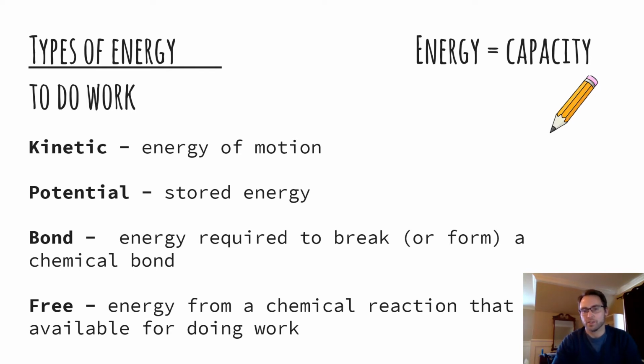Potential is stored energy. So if you were in the physics class, you remember that potential energy is something that we say, if you have a ball on the top of a hill and it hasn't rolled down that hill yet, it has potential energy because that energy is stored just in the fact that it's up so high on that hill. But in biology, we have other forms of potential energy, like bond energy is a form of potential energy. Now that's the energy that's either required to break a bond or form a chemical bond, say in the nutrients that we eat. Once we release that energy and it's available to the body to do work, we call it free energy. So free energy is the energy from a chemical reaction that is available for doing work.